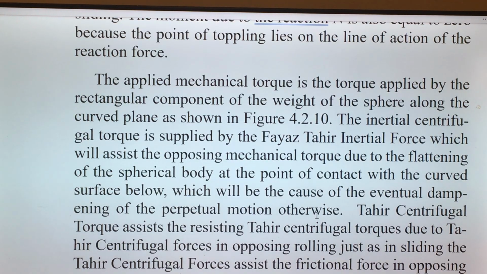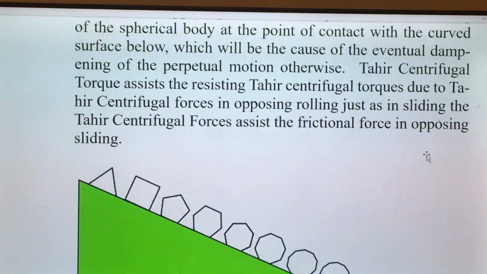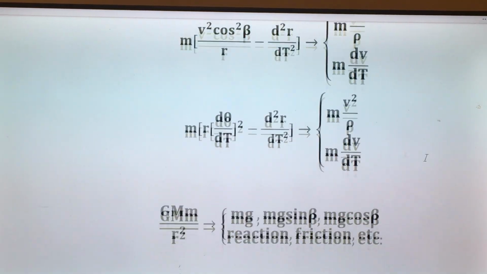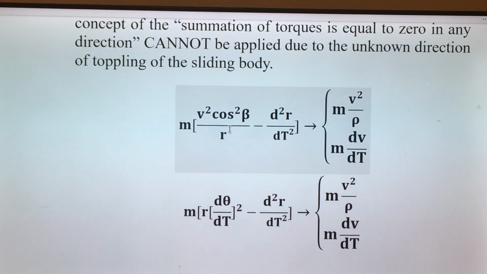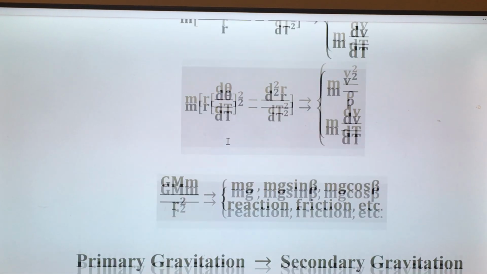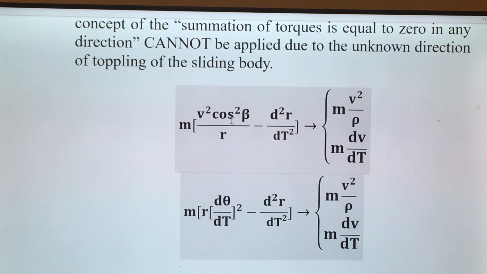Guys, this is extremely important to understand. If this resisting torque, the inertial centrifugal torque, is supplied by the Fayaz-Tahir inertial force. Now what is the Fayaz-Tahir inertial force? This is the Fayaz-Tahirian inertial force, centripetal force couple. Another way of writing this: these two are the same, and these two are the same as well.